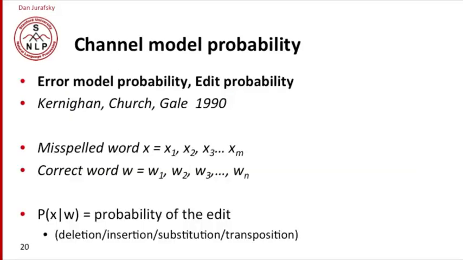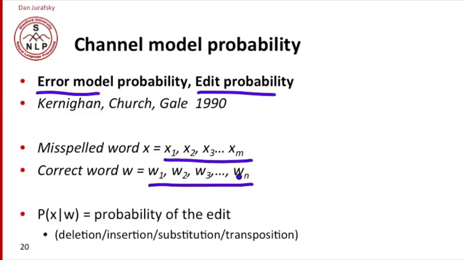How about computing the channel model probability? Remember, the channel model is also called the error model or the edit probability. And we're going to take a simplifying assumption made by Kernighan, Church, and Gale in 1990 when they first proposed the use of the noisy channel model. So let's first see how to do that. Let's assume the misspelled word X has a set of letters X1 through XM, and the correct word W has a set of letters, let's call them W1 through WN.